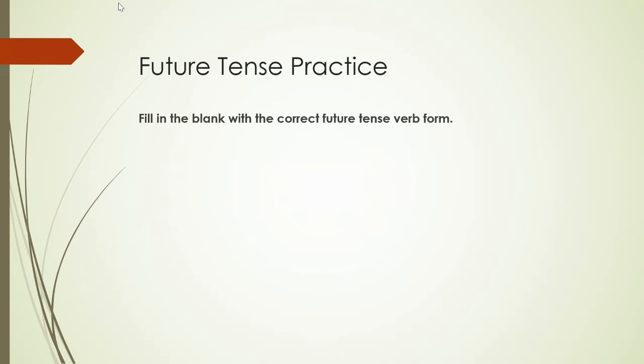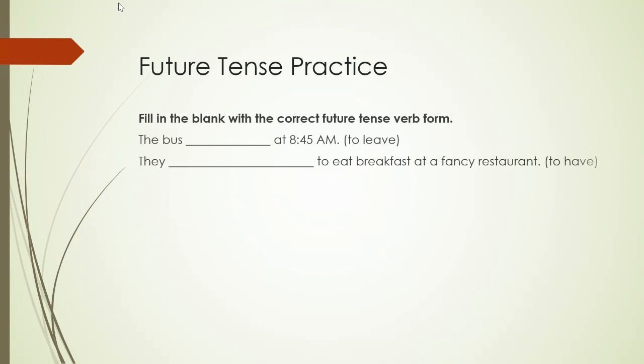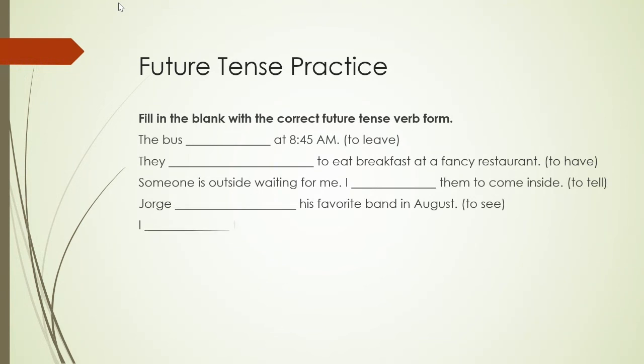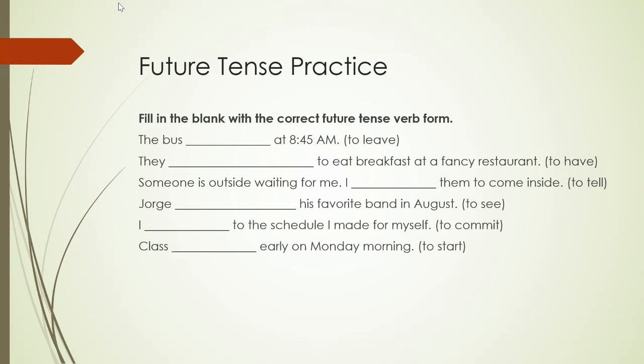Now try filling in the correct future tense form of the verbs in parentheses using the following examples. The bus blank at 8:45 a.m. They blank to eat breakfast at a fancy restaurant. Someone is outside waiting for me. I blank them to come inside.